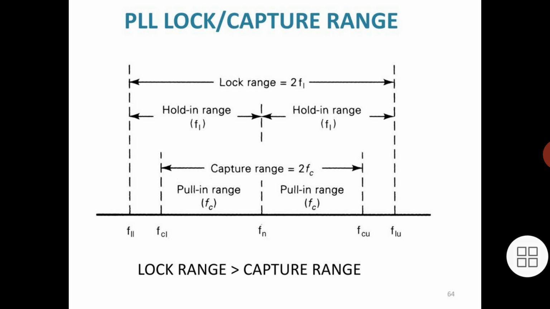See the lock range and capture range. Lock range is equal to 2FL, that is FLL to FLU, lock range lower portion and lock range upper portion. And the capture range 2FC is equal to capture range lower portion and capture range upper portion, FCL and FCU. Capture range is equal to 2FC, and capture range is always smaller than the lock range.